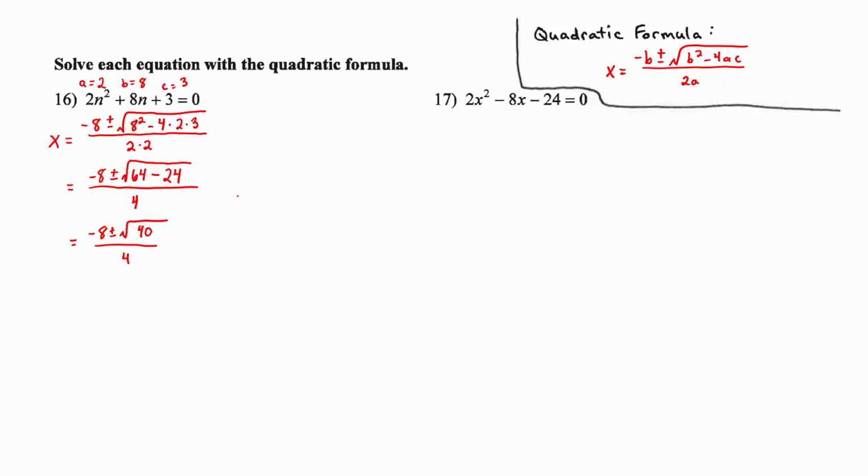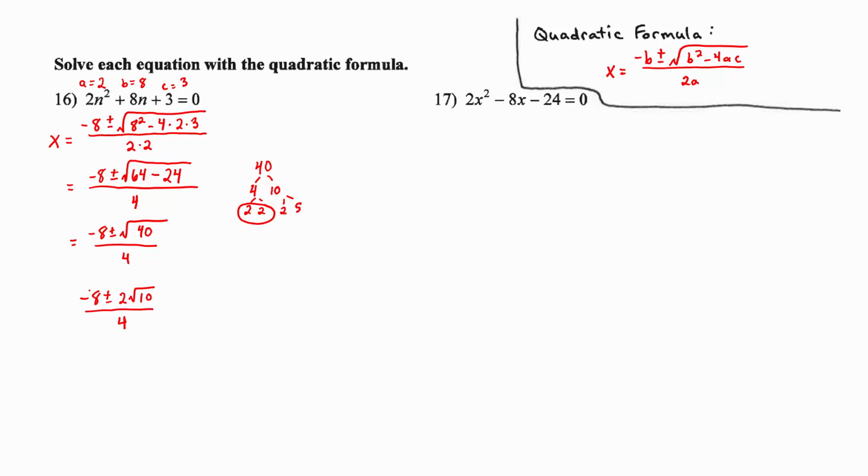And then we're going to say, what is the square root of 40 if I simplify it? Like what we did on an earlier set of problems. Well, we have a pair of 2's and a 2 and a 5 left over. So the square root of 40 is 2 square roots of 2 times 5, which is 10.